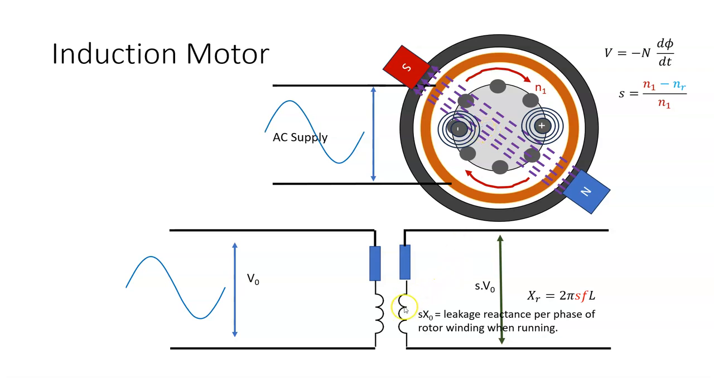Now, that induced voltage is proportional to d phi dt, so it depends on the slip, the change in speed. So let's assume here that the voltage is S V0, and the inductive reactance of the secondary side of the transformer is 2 pi S F L. Normally inductive reactance is 2 pi F L, F being the frequency of the supply voltage. But because the rotor is rotating at a slightly reduced speed due to slip, it's now 2 pi S F L.